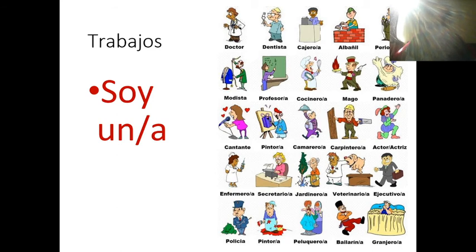Policía, which we've just been over already. Pintor, pintora. Why is that on there twice? That's interesting. Literally in the same column as well. Well, it's in there twice for some reason. Periquero, periquera. Bailarín, bailarina, dancer. Granjero, granjera, farmer.